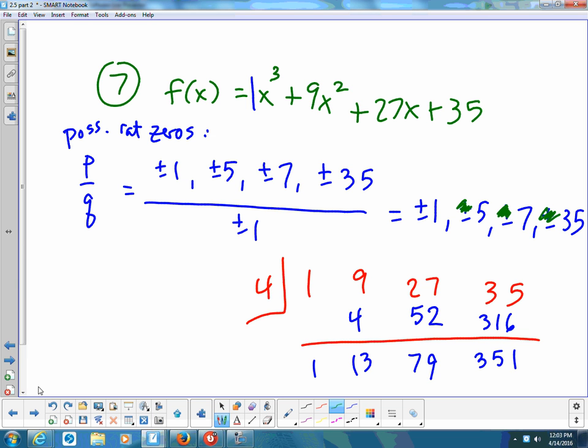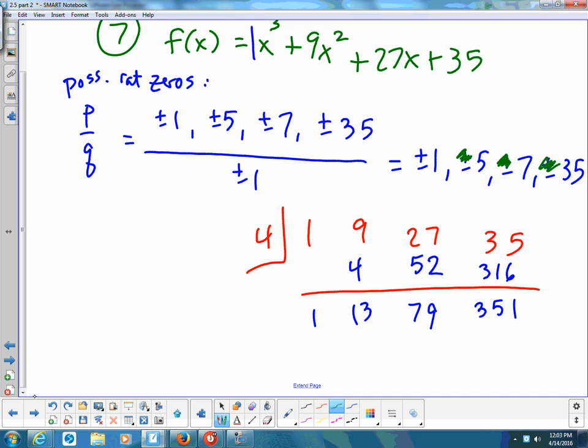If we use Descartes' rule of signs on this function, I am going to look for sign changes in the original. It goes positive, positive. How many sign changes do I have in the original? None. So I'm guaranteed, I didn't even have to do this. I could have said, oh, there are not going to be any positive real zeros, so I can eliminate all those.